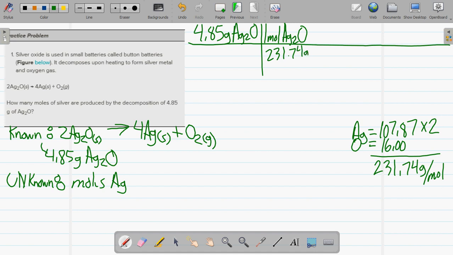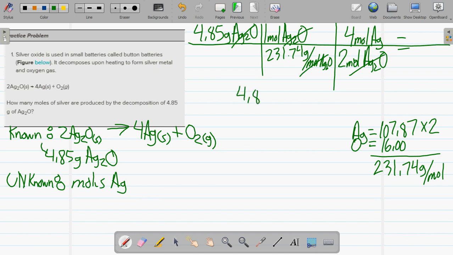So 1 mole of silver oxide has a mass of 231.74 grams. The grams cancel out, and now I need to convert my moles of silver oxide to silver using the mole ratio from the equation. All right, so I know for every 4 moles of silver, there were 2 moles of silver oxide. So I'll multiply across the top, multiply across the bottom.